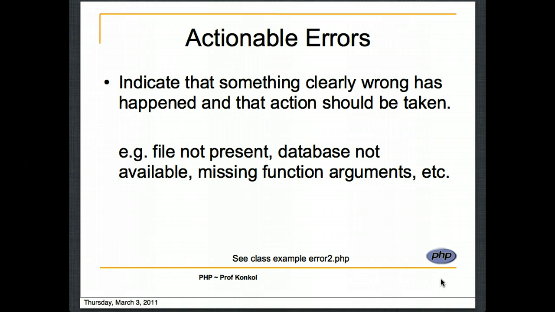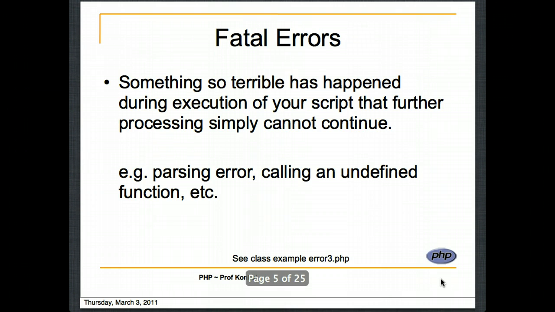Actionable errors indicate that something is clearly wrong, like a file's not present, database not available, database password wrong, username or password wrong, missing a function argument, etc. Fatal errors mean something terrible has happened during execution of your script and further processing simply cannot continue. Examples are a parsing error, calling an undefined function, or in the example I gave in exception 2.php, giving 2 parameters instead of 3 parameters for a PHP function.